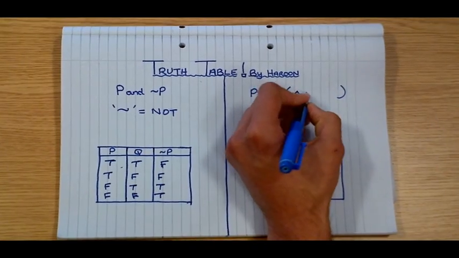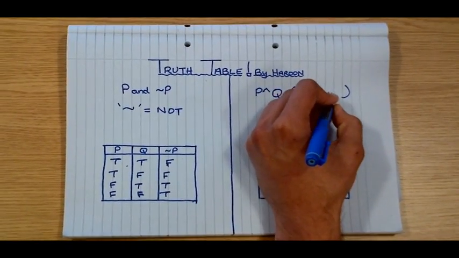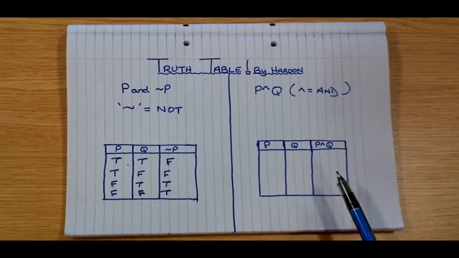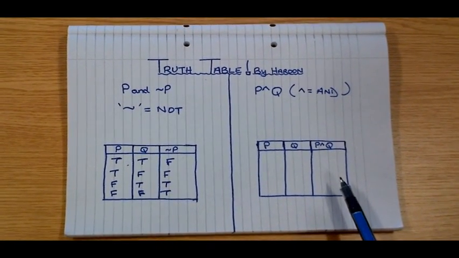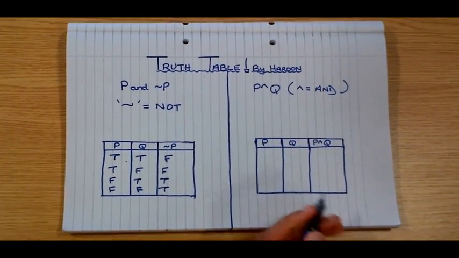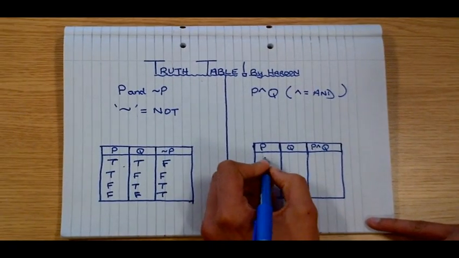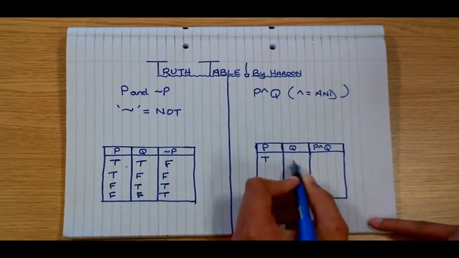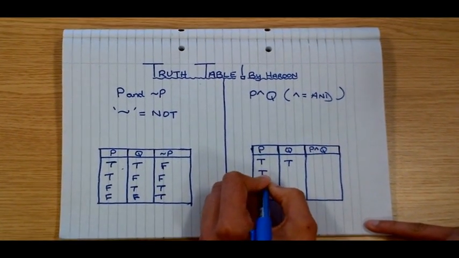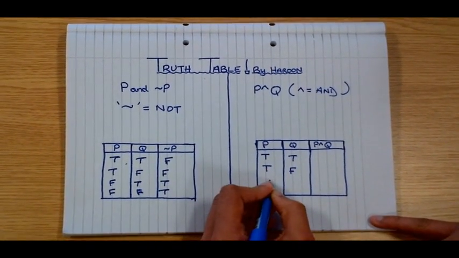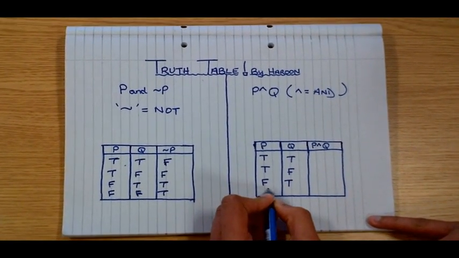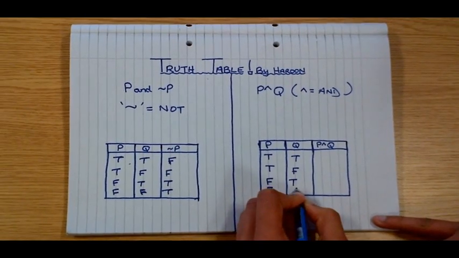All this sign represents is the word and. Okay, this is only true when P and Q are both true. If one of them is false, then the answer will be false. So if I was to put the four possible solutions in, P is true and Q is true, P is true and Q is false, likewise P is false and Q is true, and again both of them false.